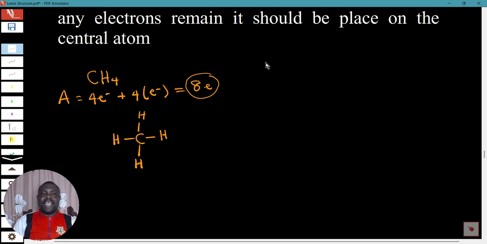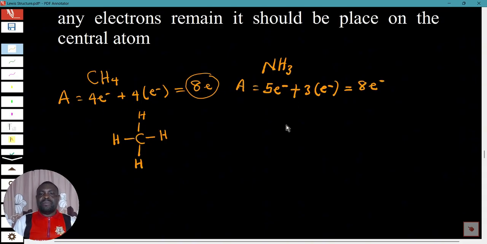Now let's look at ammonia. In ammonia, the available electrons: we have nitrogen, which is in group 5, that will be 5 electrons, plus hydrogen, which is in group 1, that will be 1 electron. So the 3 hydrogen will be 1 times 3. So that gives me again 8 electrons. So the central element is what? Nitrogen. So let's distribute the hydrogen around the nitrogen. We have 2 and then 3, the third hydrogen.